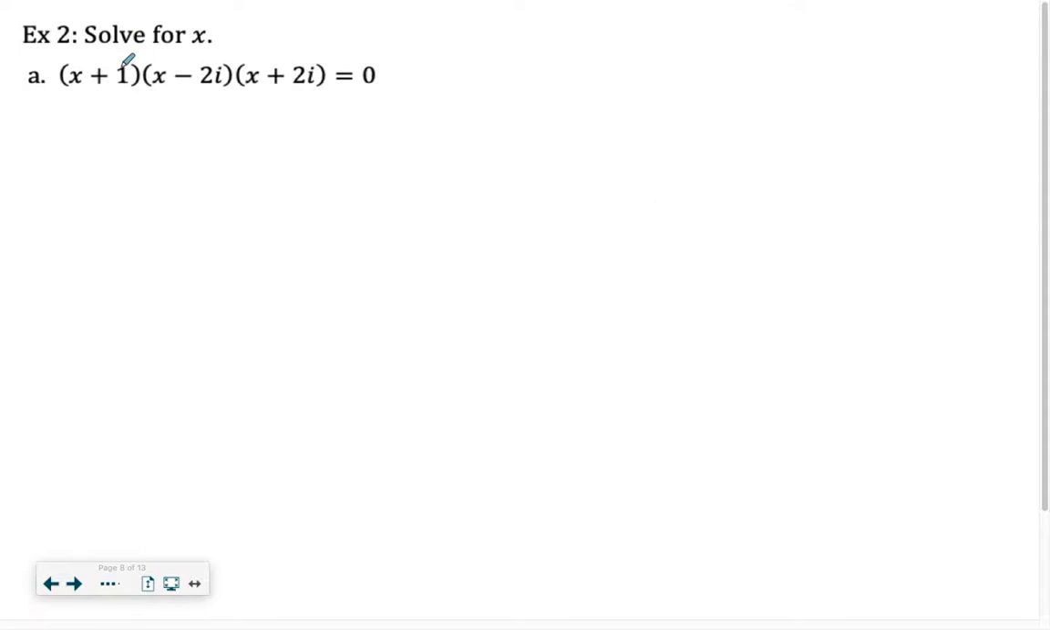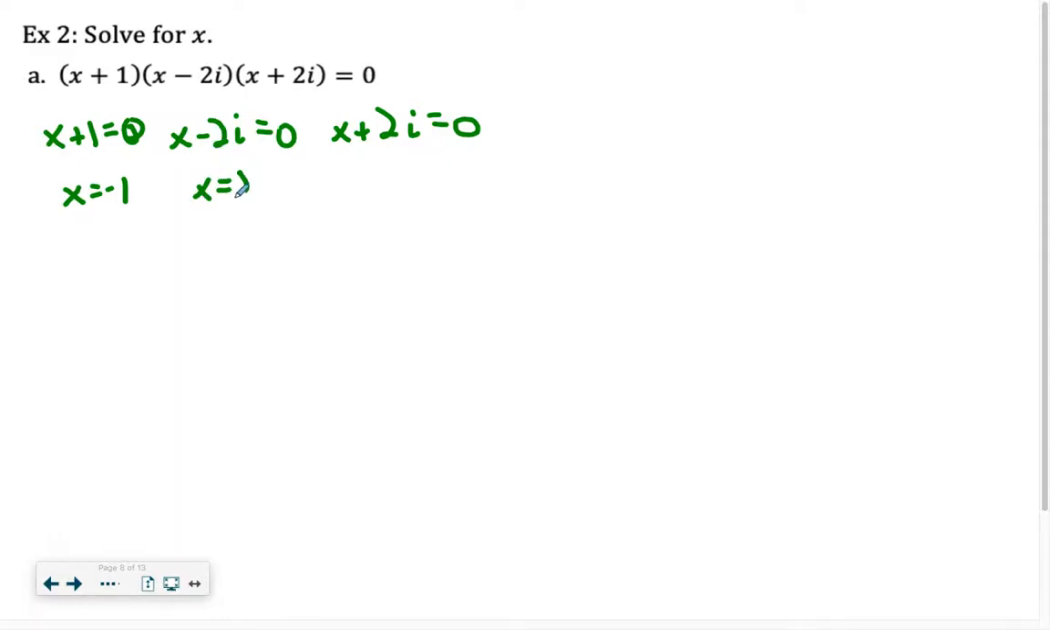Okay? This first one is already completely factored for us, so all I need to do is set each of these individual roots equal to 0. So x plus 1 equals 0, x minus 2i equals 0, and x plus 2i equals 0. And all I need to do then is subtract 1, I'll get x equals negative 1, add 2i, so x equals 2i, and subtract 2i. We'll get x equals negative 2i. Okay, so 3 factors, 3 roots.